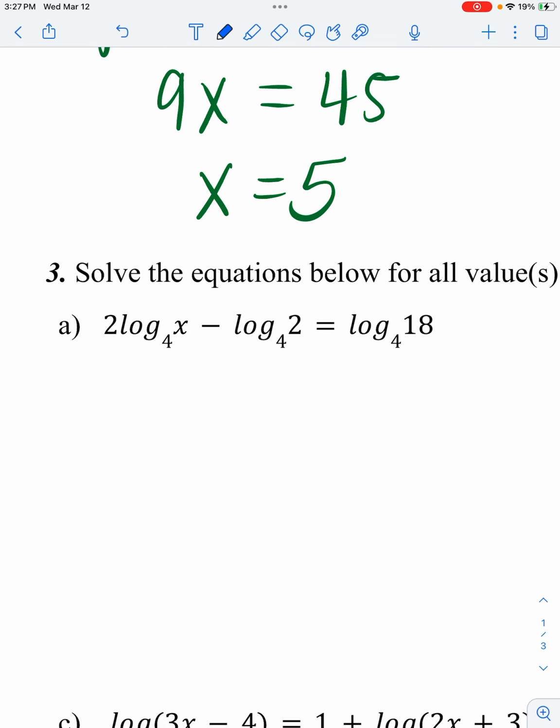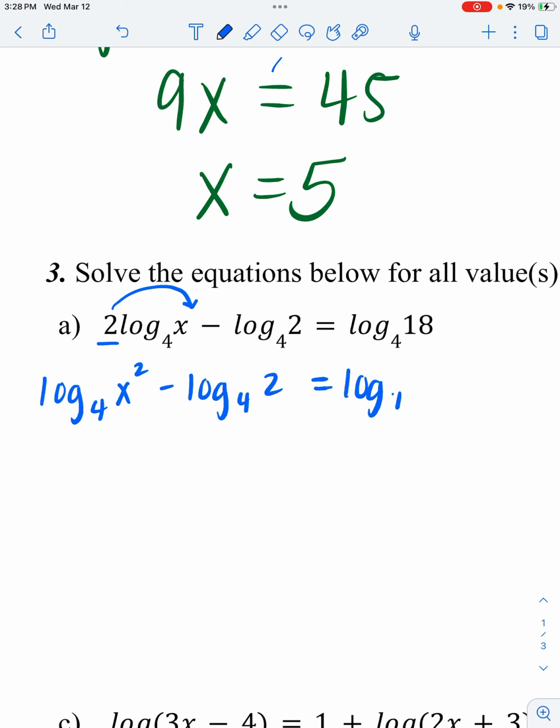On this one, there's a lot of logs going on. I first see this 2 that's in front. A lot of people like to try and divide it by 2, but then you'd be dividing things like this, and that's just like, why do you want to have it divided by 2 over there? So that's just not going to work for us. So we don't want to divide. But I need to remember that any number that's being multiplied by a log can also be written as an exponent. So this is the same thing. Log base 4 of x squared minus log base 4 of 2 equals log base 4 of 18.